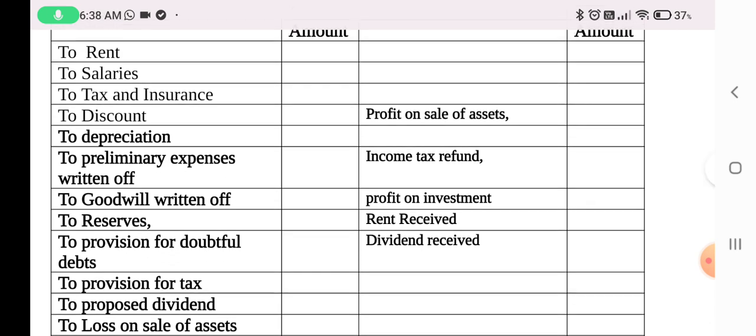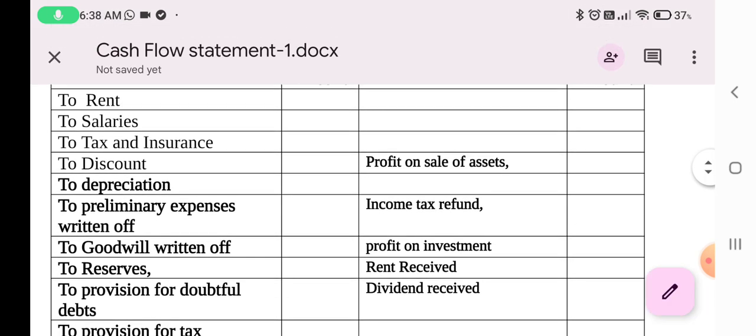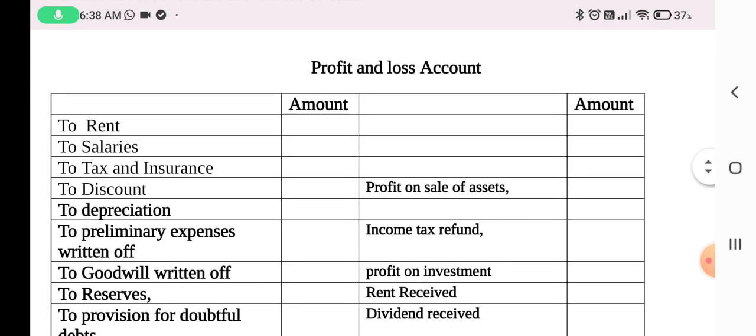In the same way, on the credit side, the profit on sale of assets, income tax refund, profit on investment, rent received and dividend received are all profit items. But when you receive the profits, they are entered in the cash book, so you need not add back. That's why it is deducted. So when you go through the profit and loss account, you can identify non-cash expenditure and cash expenditure. Analyzing the profit and loss account gives you some details relating to operating activities.